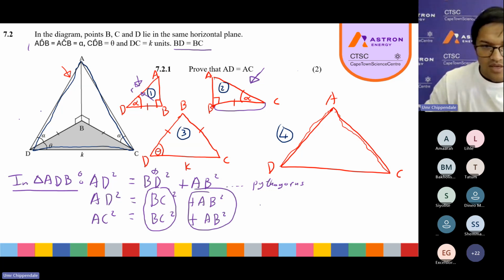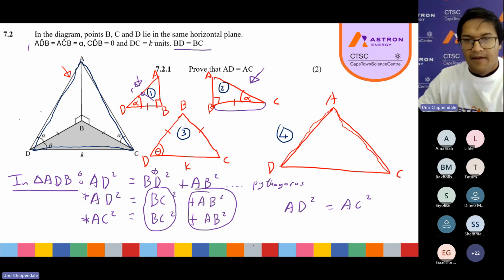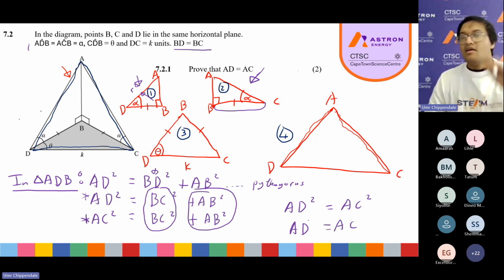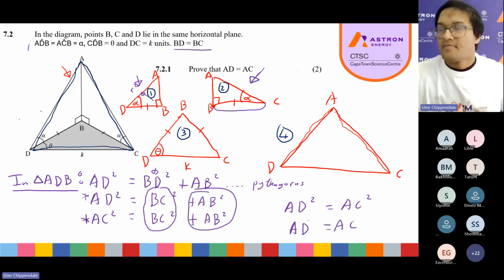So therefore, we now can say that our AD squared, which is this, is equal to our AC squared, which is this. And that's how we can say that we proved that AD, which is that line on its own, is equal to AC. And that's how we got that, 2 marks.